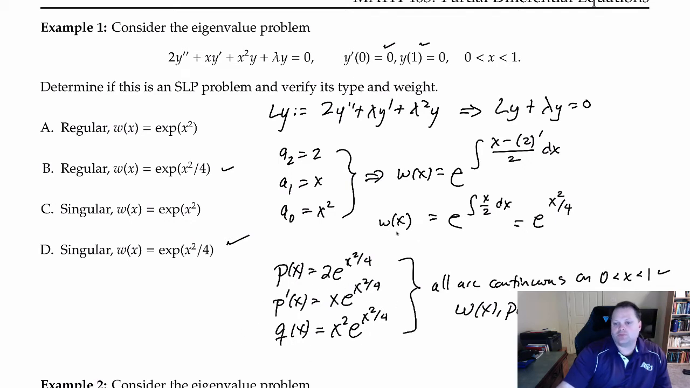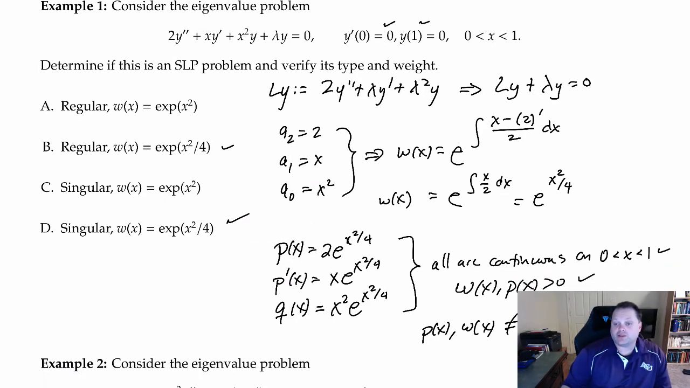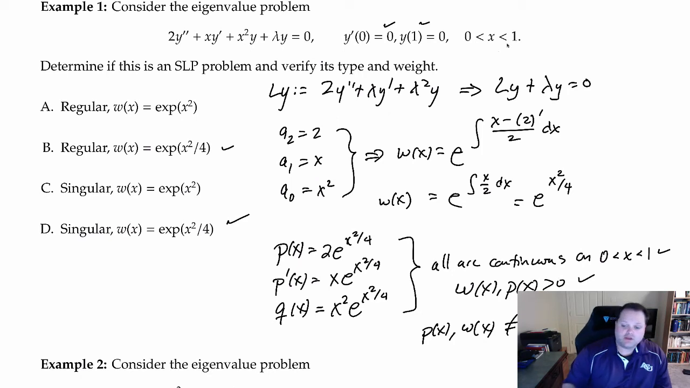P and W do. So P and W are not equal to 0 at endpoints. That's good. They're also not equal to infinity at the endpoints, and our interval is not infinite. So all of these conditions imply that this thing is regular. So the answer choice is B.